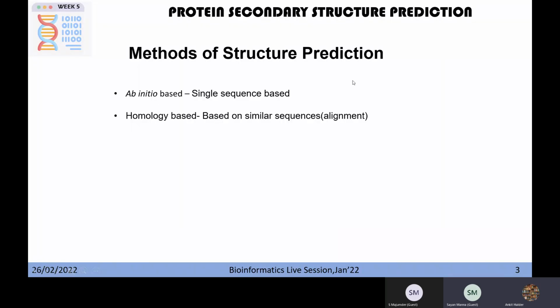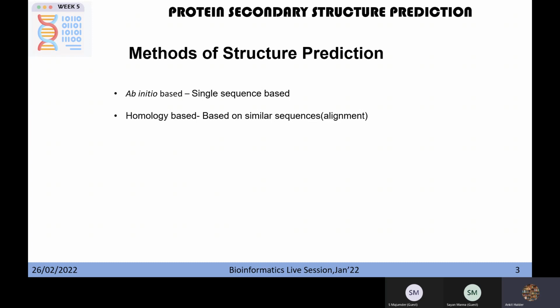So the secondary structure is generally predicted by two methods, that is ab initio based or homology based. We have seen in other cases also that the algorithms are broadly divided into two categories. Either it will be ab initio based, which means you try to predict using only the given sequence, or it will be homology based.